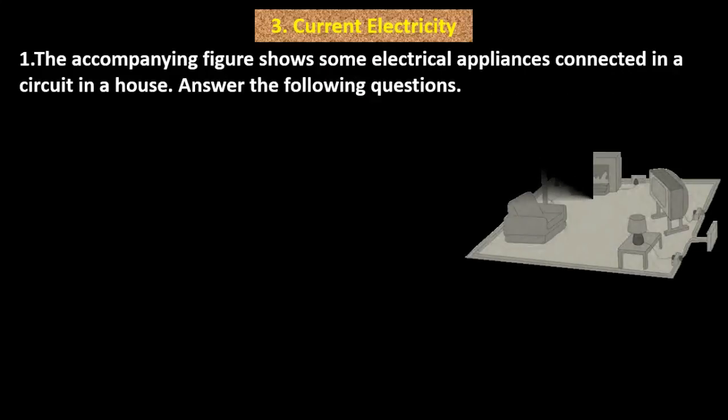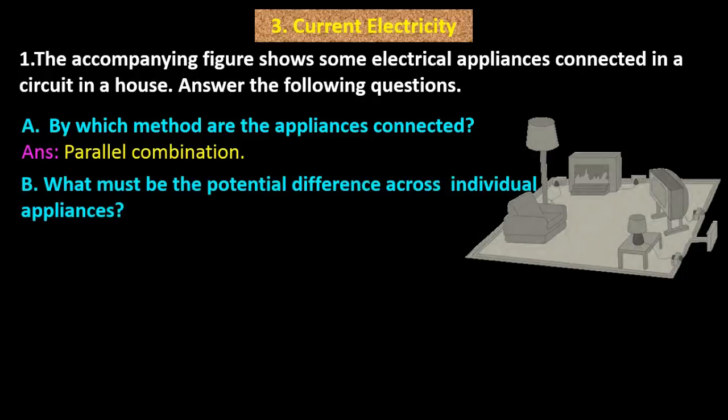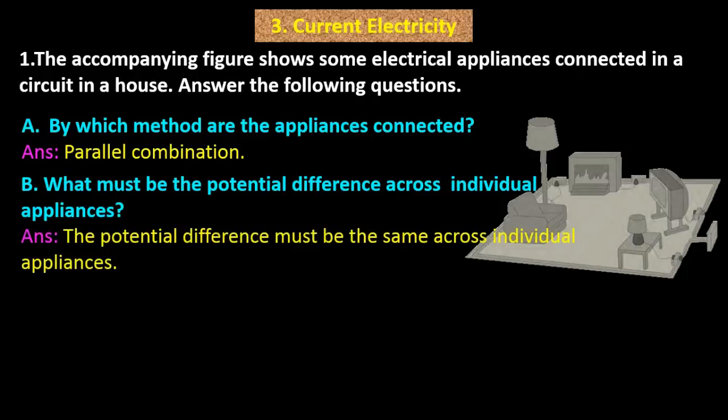Question number 1. The accompanying figure shows some electrical appliances connected in a circuit in a house. Answer the following questions. A. By which method are the appliances connected? Answer. Parallel combination. B. What must be the potential difference across individual appliances? Answer. The potential difference must be the same across individual appliances.